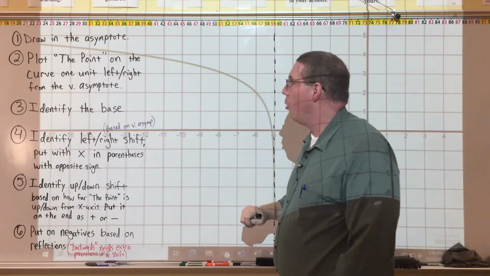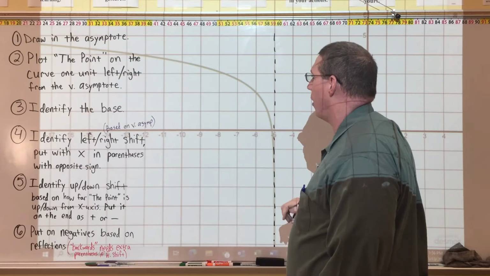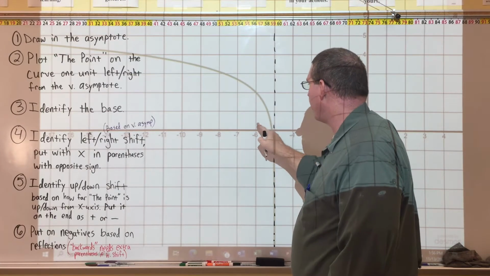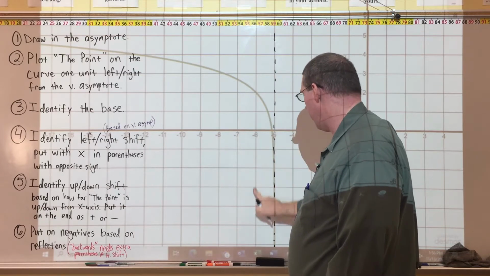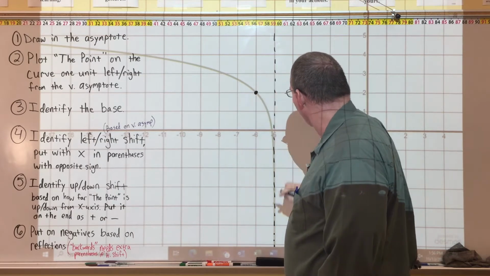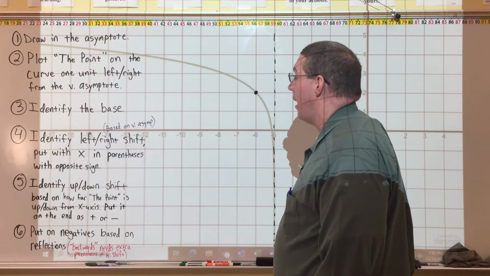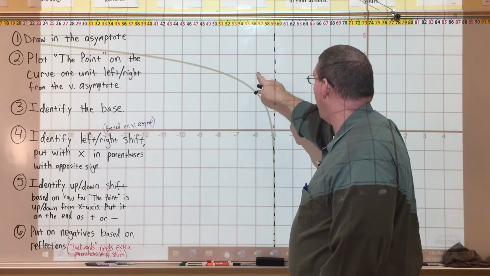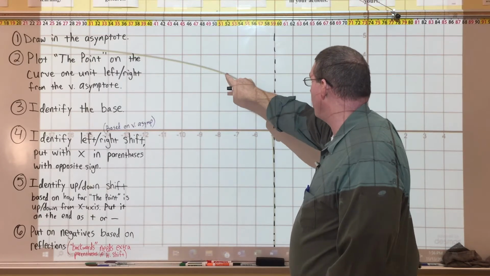Step 2, plot the point on the curve 1 unit left or right from the asymptote. Well, this curve is on the left side of the asymptote, so I'm going to go 1 unit to the left of the asymptote. I'm going to go up or down until I hit the curve. Boom, right there. 1 unit over from the asymptote. Good. Now I'm going to identify the base. So I'm either going to go up 1 unit or down 1 unit. I'm going to go up 1 unit because I'm now between the asymptote and the curve.